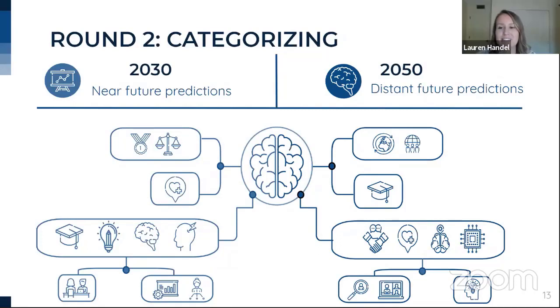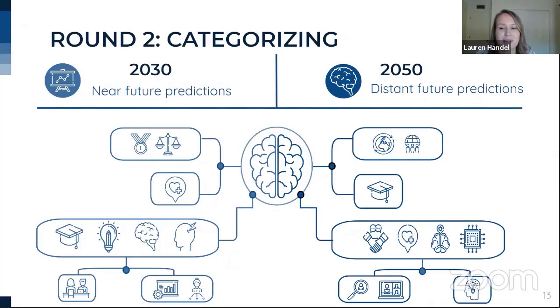We broke our survey into 2 parts, first asking for predictions about 2030, then moving on to predictions about 2050. These icons represent the ideas generated from this round. These will be explained in a few minutes when we present our findings.